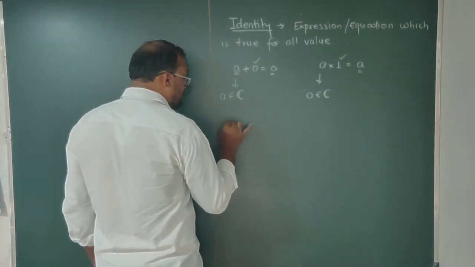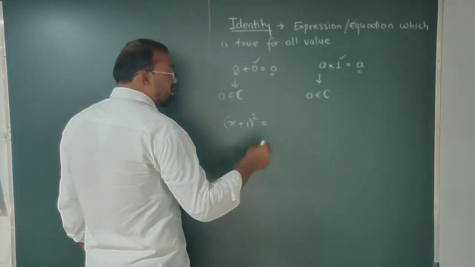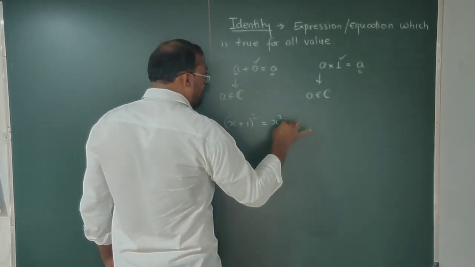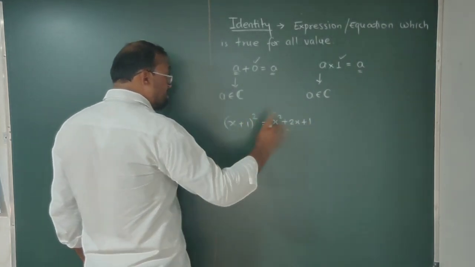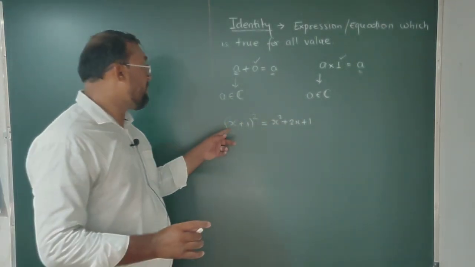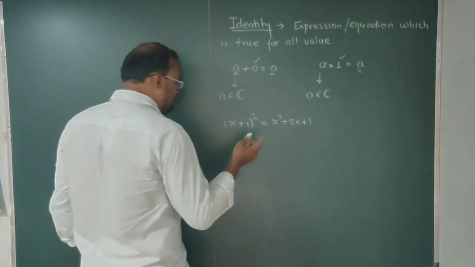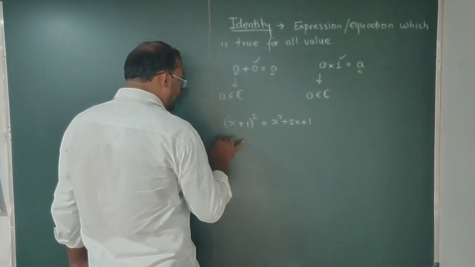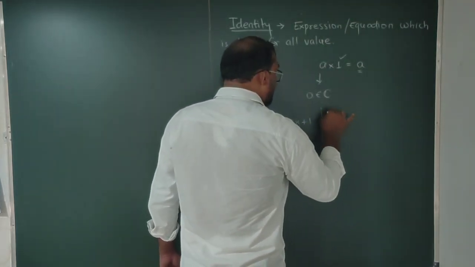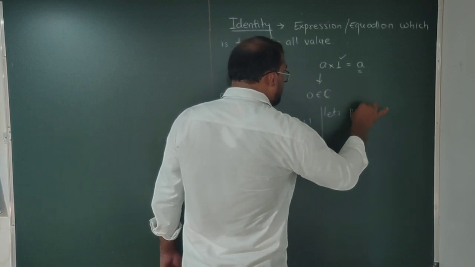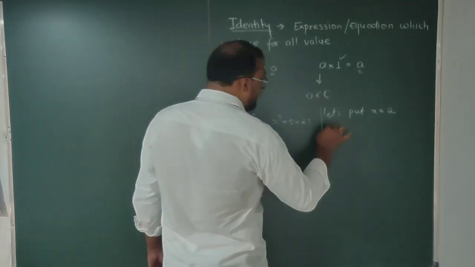For example, let us suppose we have x plus 1 whole square. What is the value of this expansion? It is x square plus 2x plus 1, but right now it does not put any equation. You can put any value of x, this equation is always the same. You can check it. Suppose I put x equals to, let's say, a simple one, 2. So 2 plus 1, that is 3.